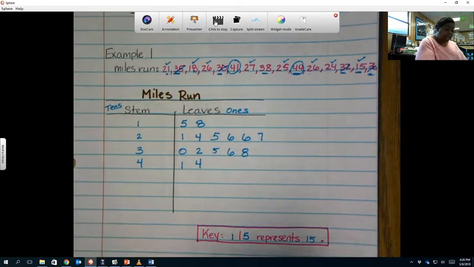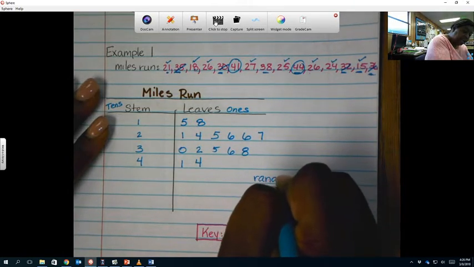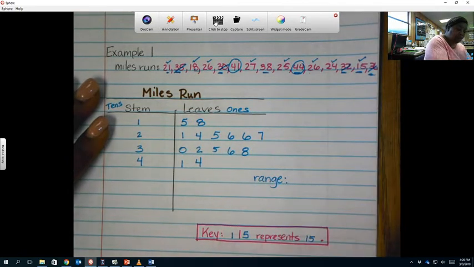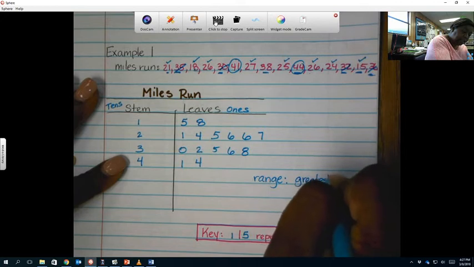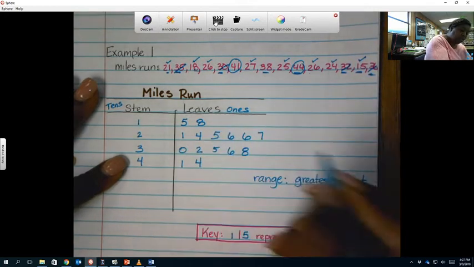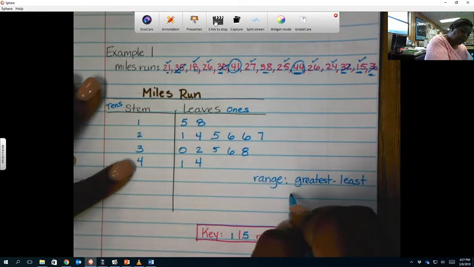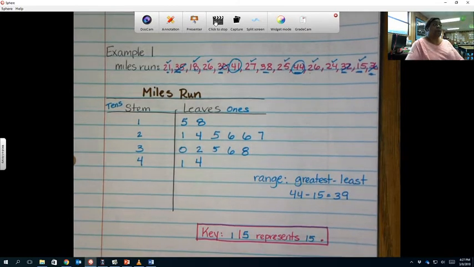From there, I can do the range, and you had that example on last night's homework. The range is the difference between the greatest and the least values in your graph. So in this one, it would be 44 minus 15, which would give us 39. That would be our range.